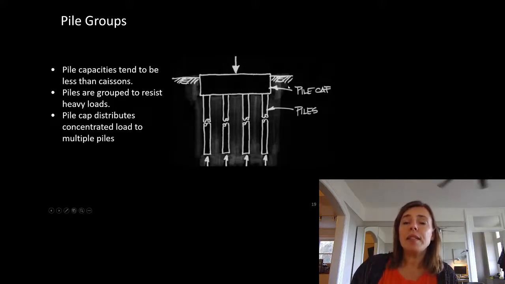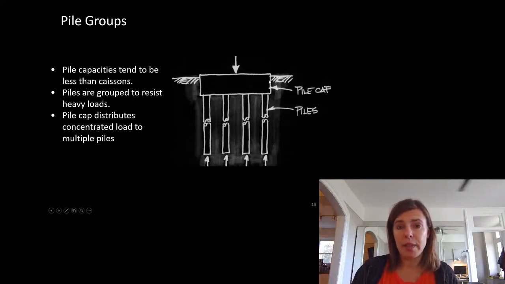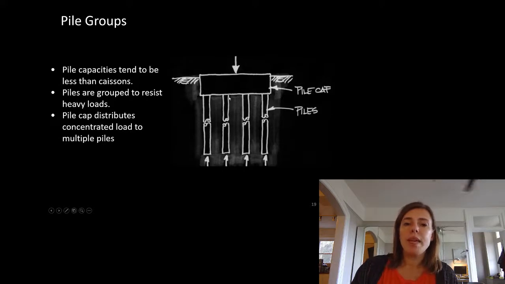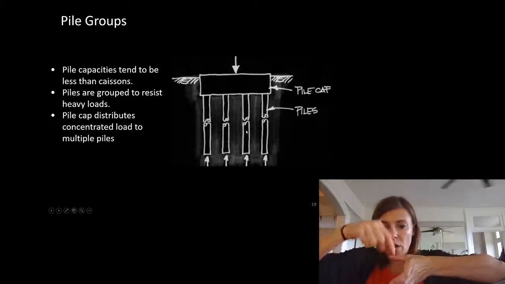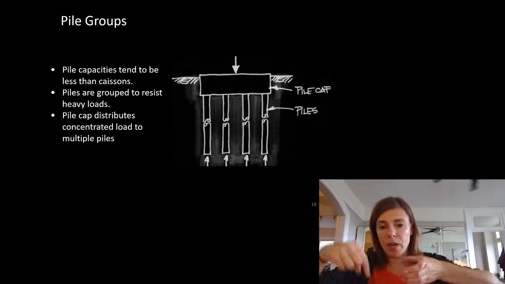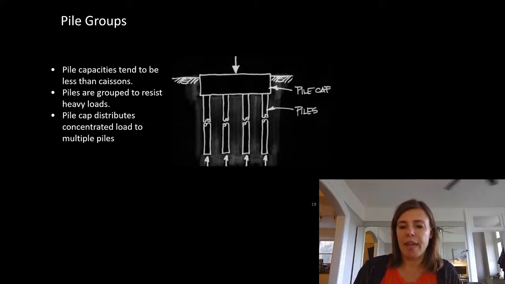If we have something in bad soil that has load everywhere, like a slab, or a slab on grade, for example, we might need a series of piles with a pile cap. So this is a cluster of piles. This would be like a square with a grid of these piles sharing that load over the cap.